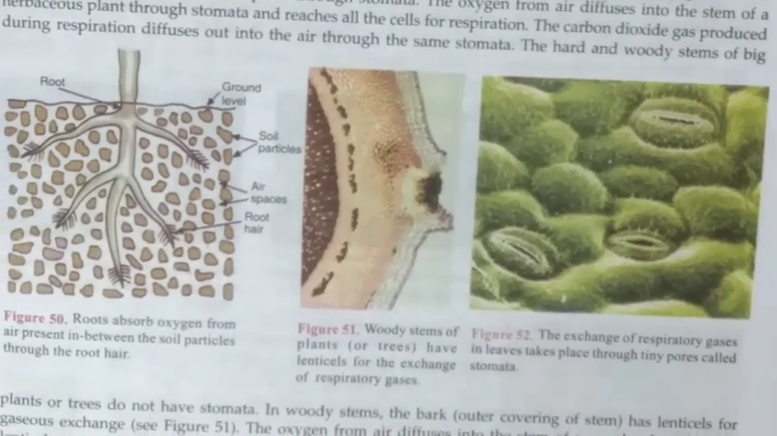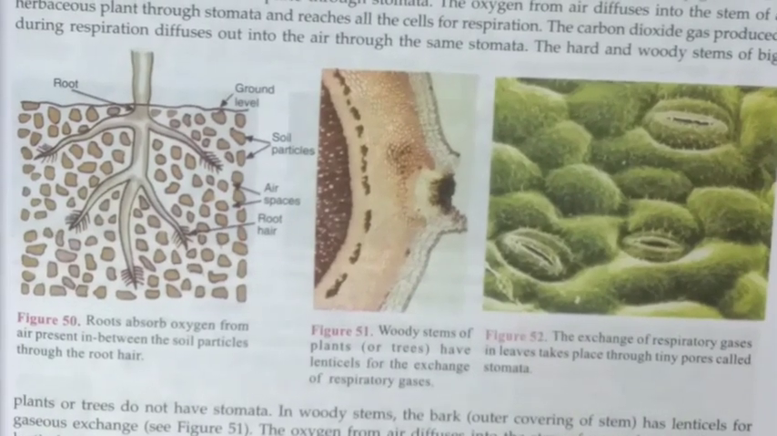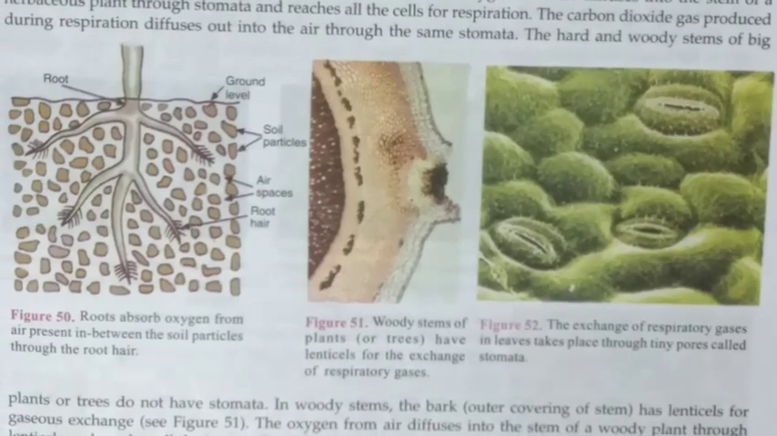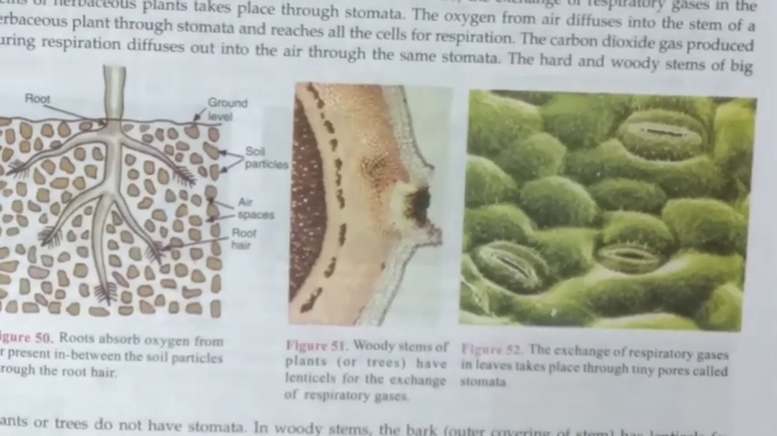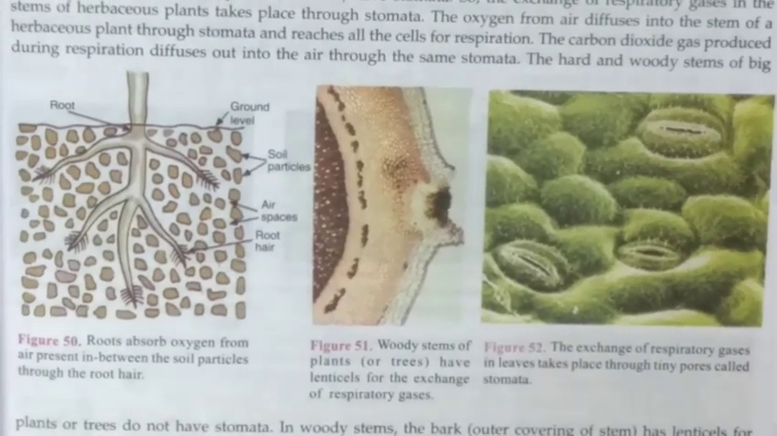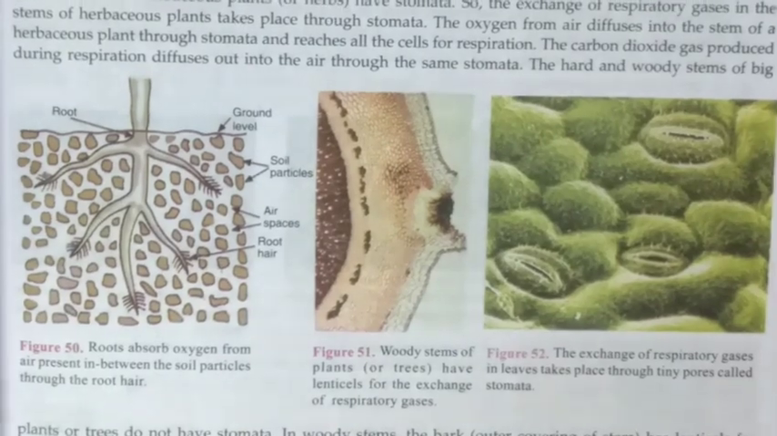So the net gaseous exchange in the leaves of the plant is: during the day, oxygen diffuses out and carbon dioxide diffuses in. Why does carbon dioxide diffuse in? For the process of photosynthesis, right? And during night, oxygen diffuses in and carbon dioxide diffuses out.